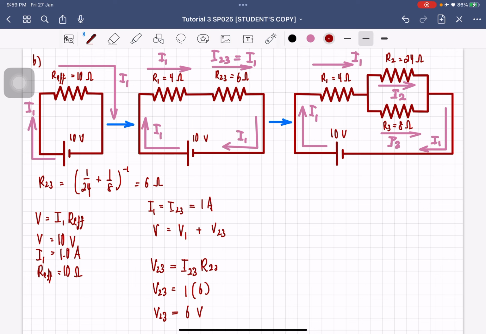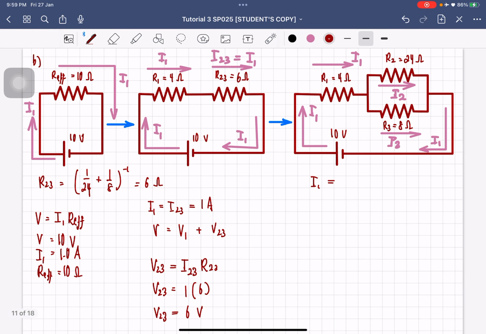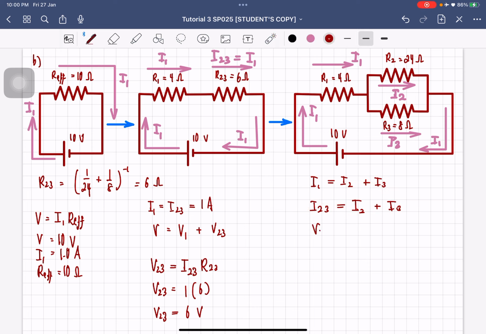So firstly, what do we know about the current? We know that the current I1 is going to be equal to the addition of I2 plus I3. And for this situation, what do we know? For a parallel circuit, the current here will be equal to I2 plus I3. So this is for a parallel circuit. The current here will be split into two. They are not equal. However, the voltage for these two resistors is going to be equal. Okay, so that is what we know from the third circuit.